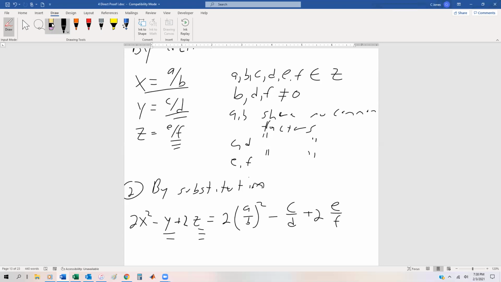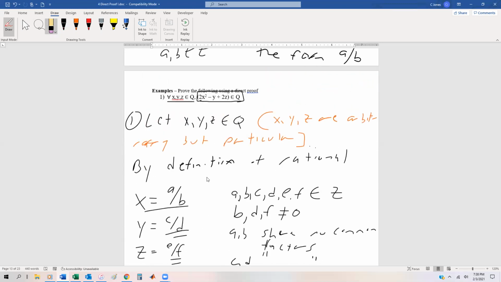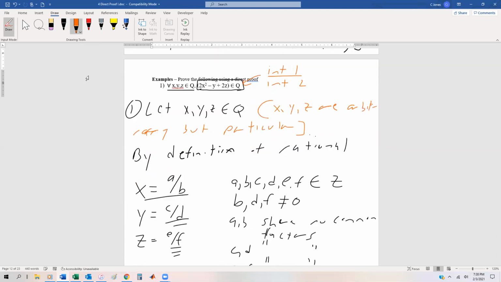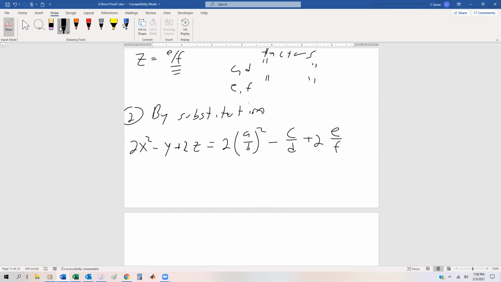All right, now, what are we ultimately looking for? We're trying to show that somehow all of that is rational. And remember, a rational number is a quotient of integers. So we have int 1 over int 2. All right, so that's what we're looking for. So here's how we're going to do that.